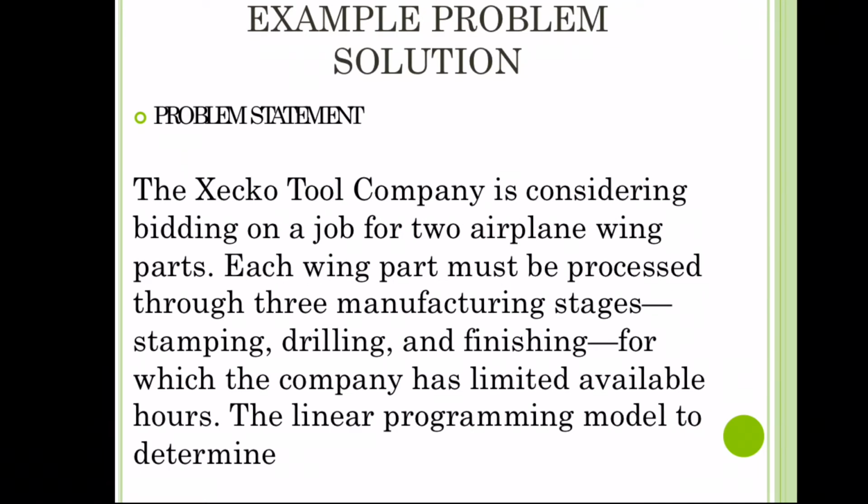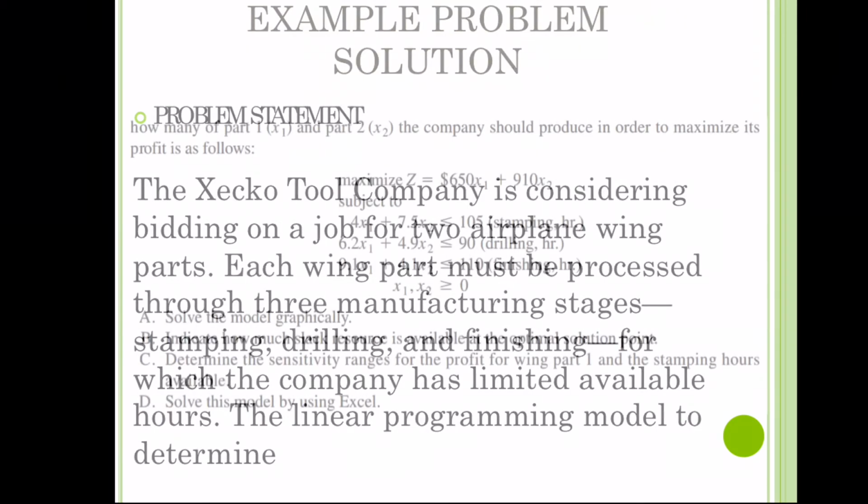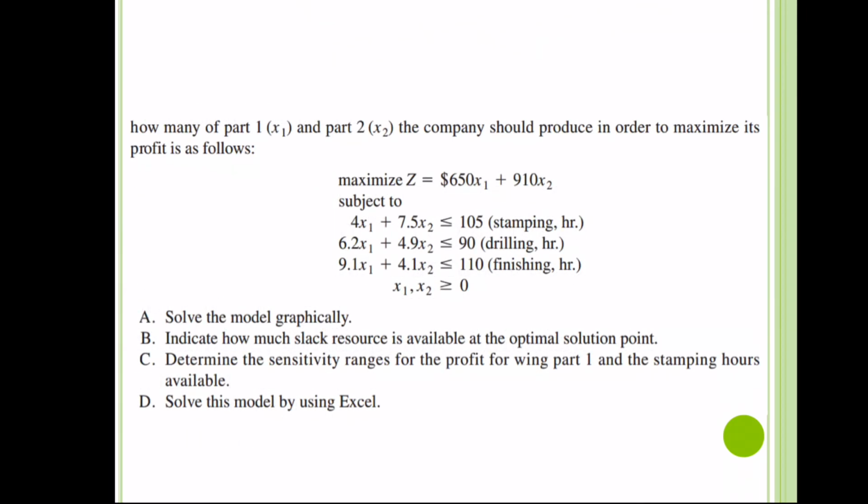Example problem solution. Problem statement. The Setco Tool company is considering bidding on a job for 2 airplane wing parts. Each wing part must be processed through 3 manufacturing stages: stamping, drilling, and finishing, for which the company has limited available hours. The linear programming model to determine how many of part 1, or X sub 1, and part 2, or X sub 2, the company should produce in order to maximize its profit is as follows.